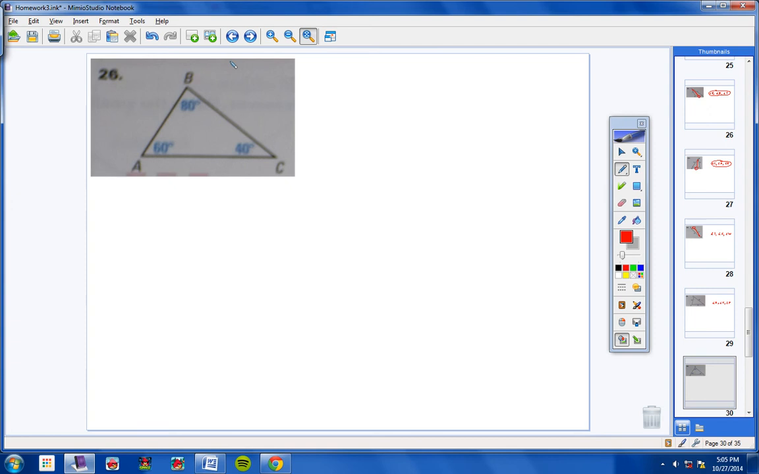Now the directions for 26 through 31 say to name the sides from longest to shortest. Okay? Name the sides from longest to shortest. So we're going to find that the greatest angle is 80. So go straight across. And this side here would be the longest side. So side AC. Now we're going to circle the next biggest angle, 60. Go straight across. So BC is the next longest side.